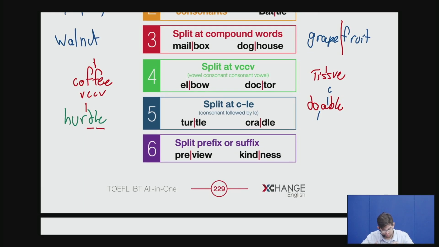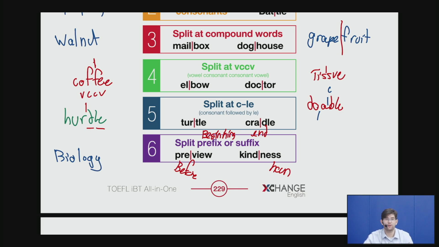And our last kind of rule for syllables. This one works quite well, but the main thing here is you need to know lots of prefixes or suffixes. If you don't know, prefixes are at the beginning of words, and suffixes are at the end of words. So in our example, we have preview and kindness. Pre is a prefix that means before, actually. And ness is a noun form of any word. So just to show a few more examples of this, we have the word, I like this word, the word biology.